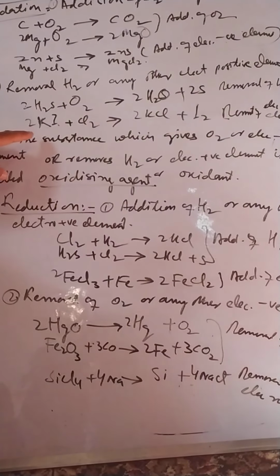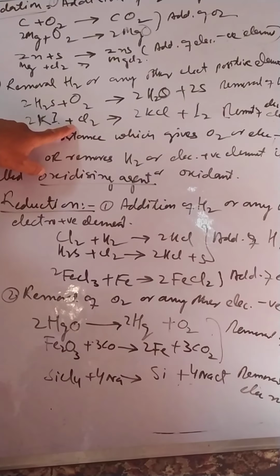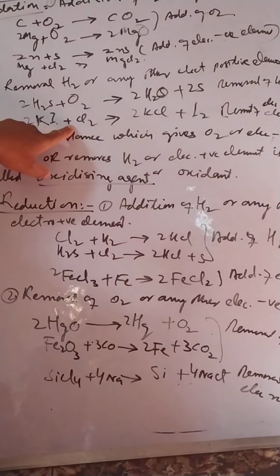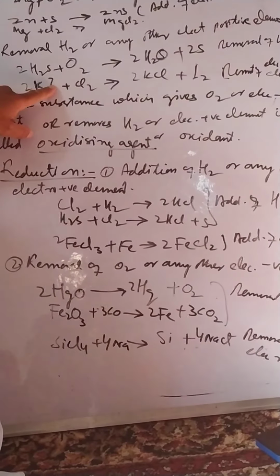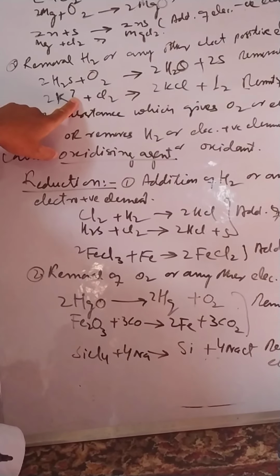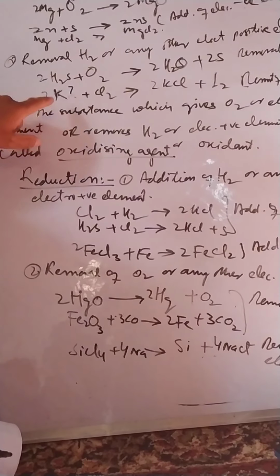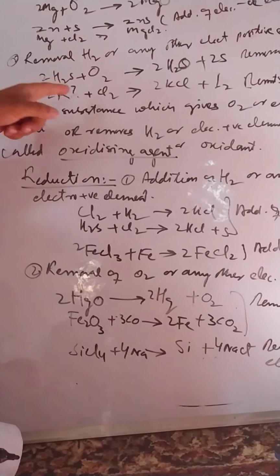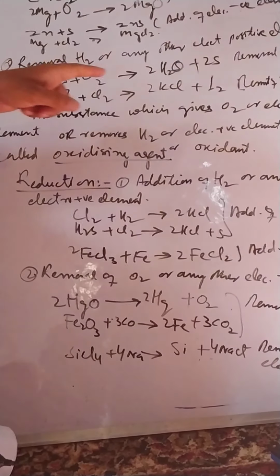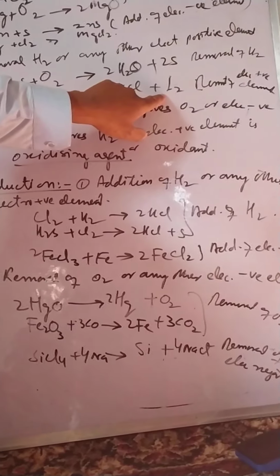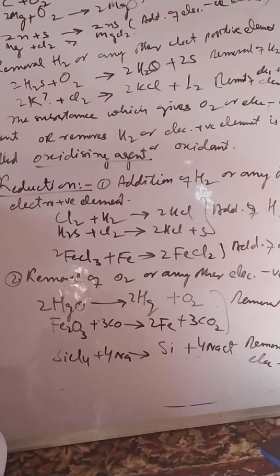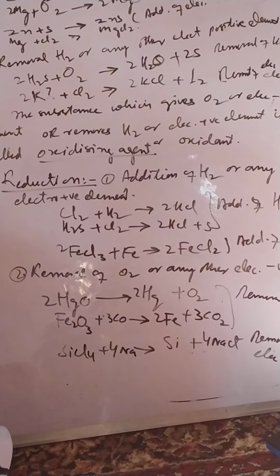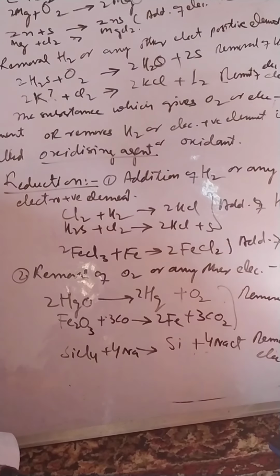Similarly, we have potassium iodide. When we make a reaction between potassium iodide and chlorine, we get potassium chloride and iodine. Here potassium, which is an electropositive element, is removed from iodine. So this is also an oxidation reaction, and iodine gets oxidized because the electropositive element potassium is removed from this iodine.